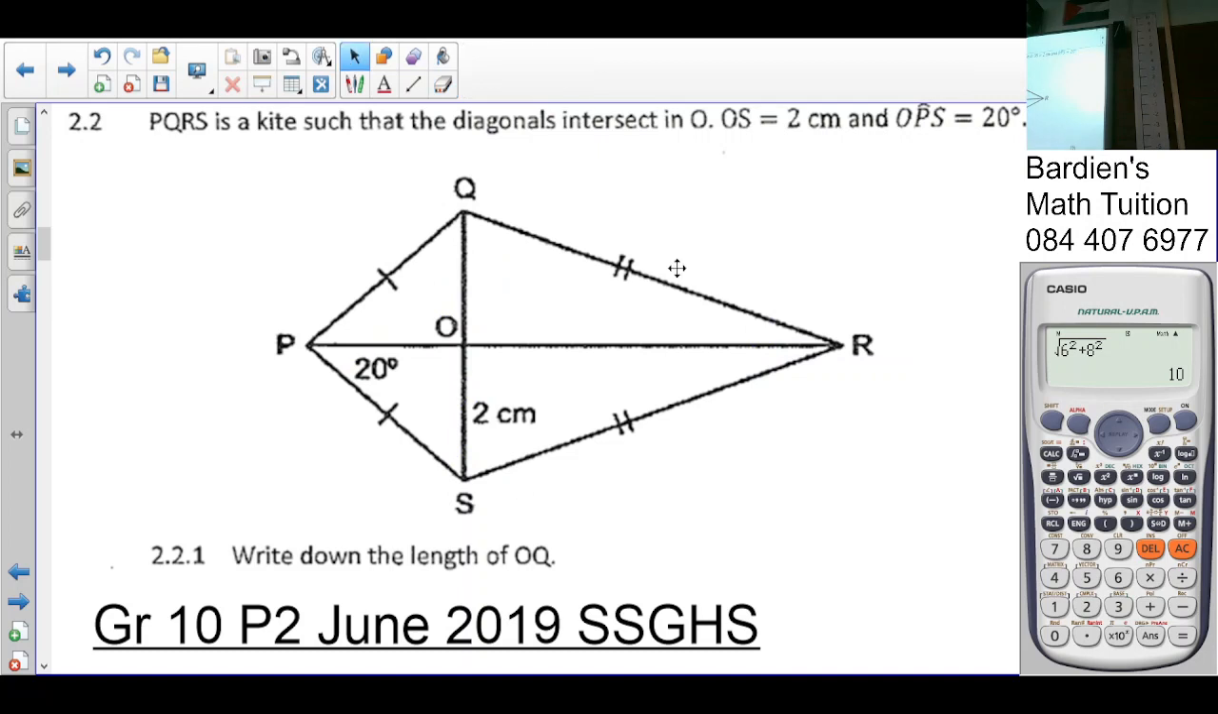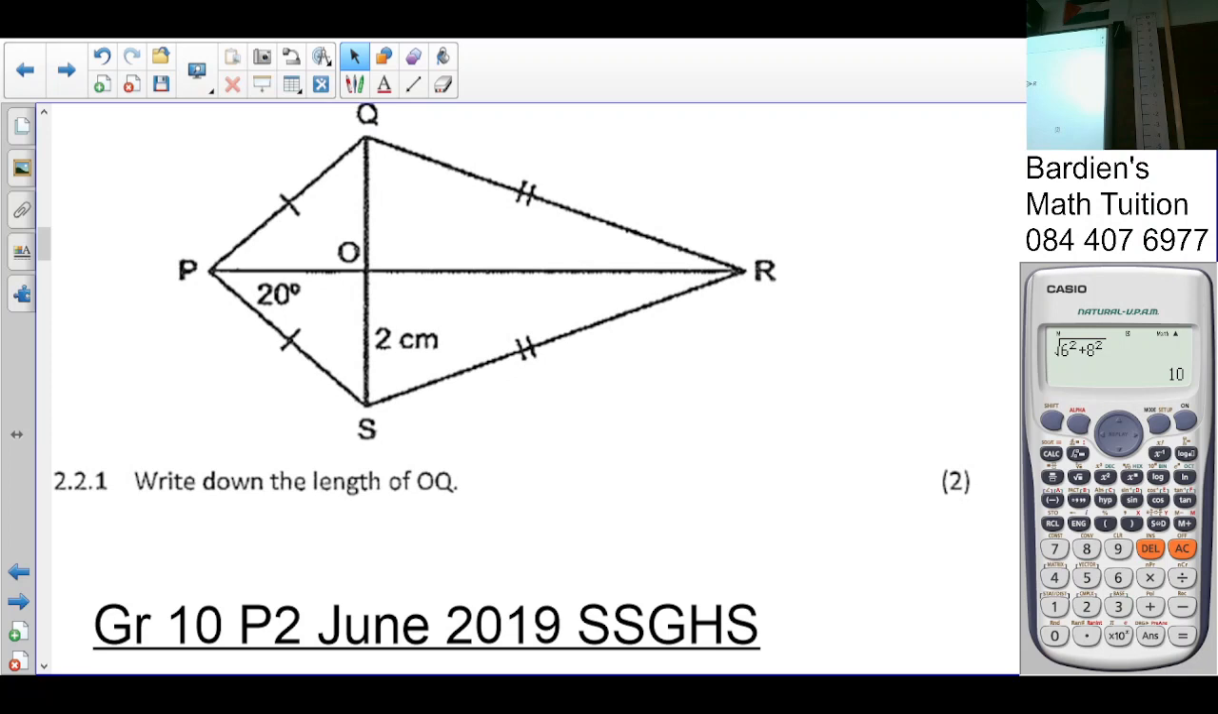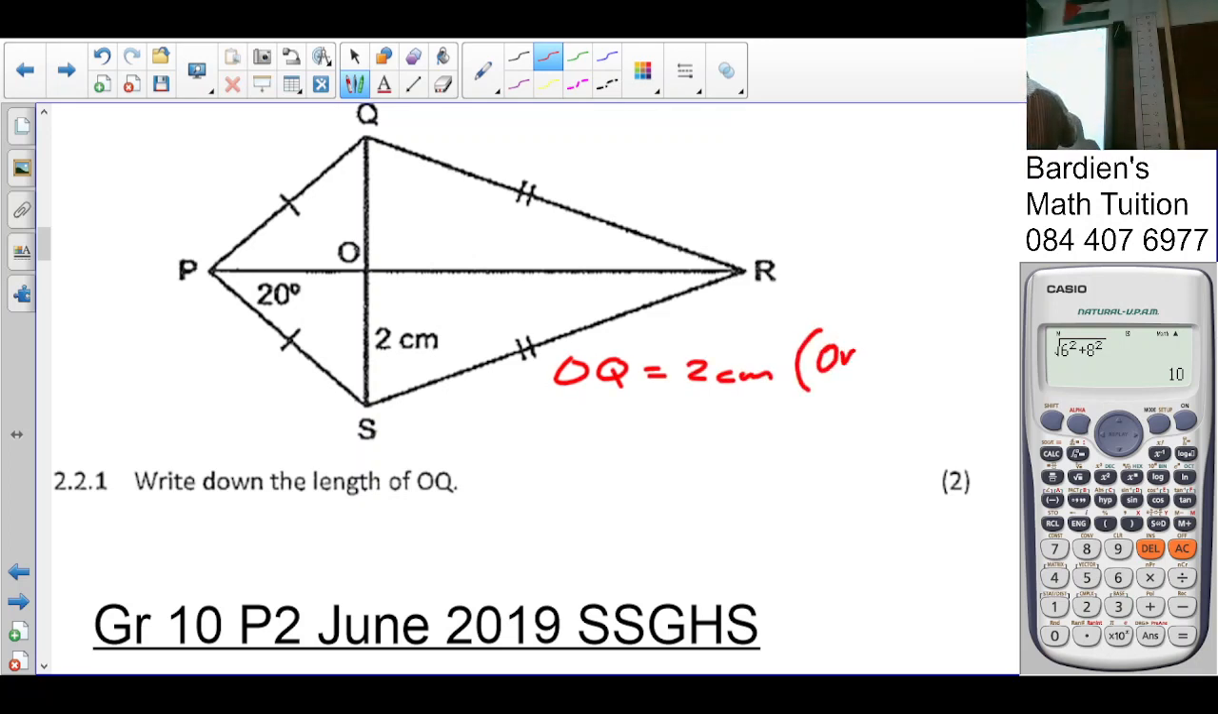Such that diagonals intersect at O. OS is 2 centimeters, as you can see there. OPS is 20 degrees. Question says, write down the length of QO. So what's the length of QO? QO is equal to 2 centimeters. Why? Because one diagonal bisects the other in a kite. So that's going to be 2 centimeters. Okay.